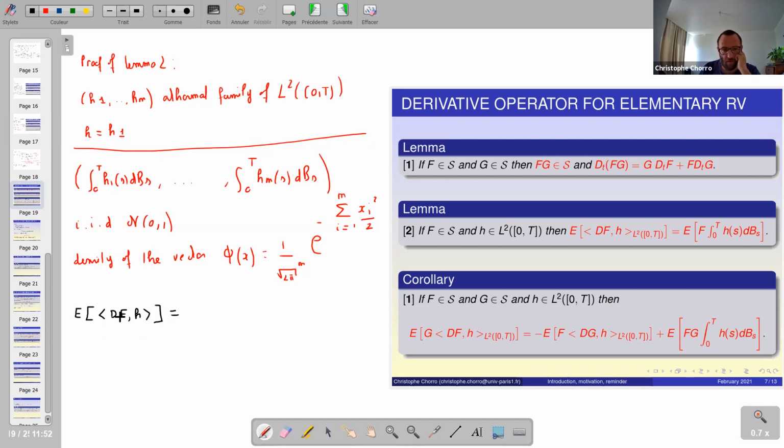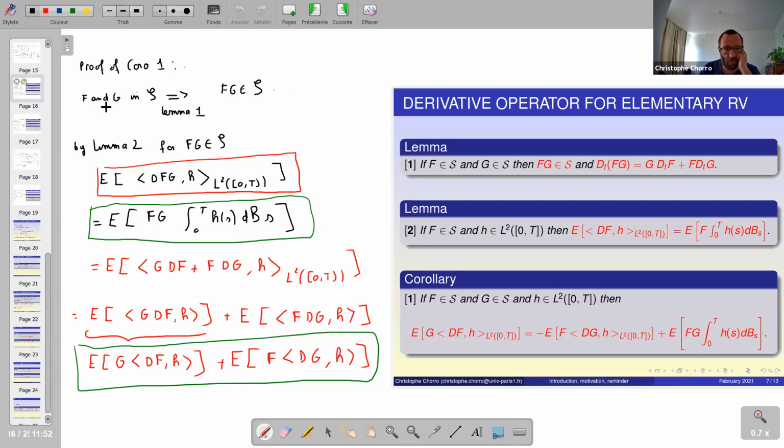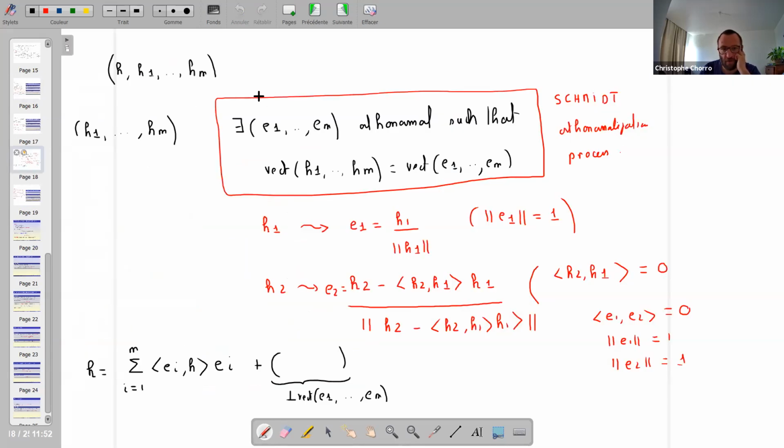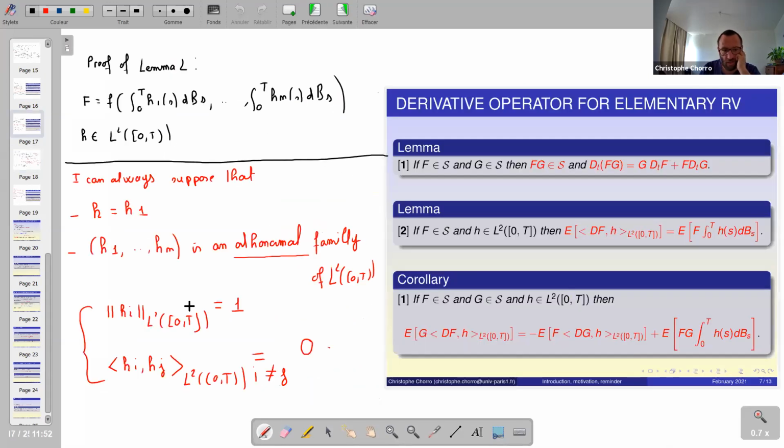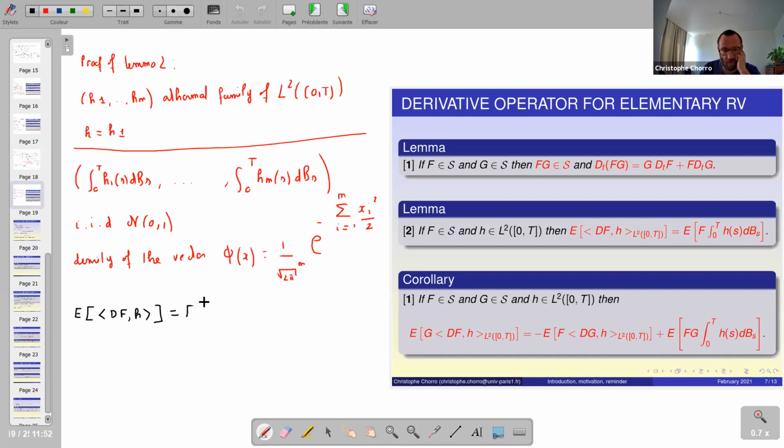This quantity is equal, so I apply the definition of D of f, for f being equal to this one, the regular mapping of these Wiener integrals here. So it's the expectation of the sum from i equal to 1 to n of df over dxi. I use the definition, definition 2. I have inside the Wiener integrals, I multiply by hi, and I have a scalar product with h.